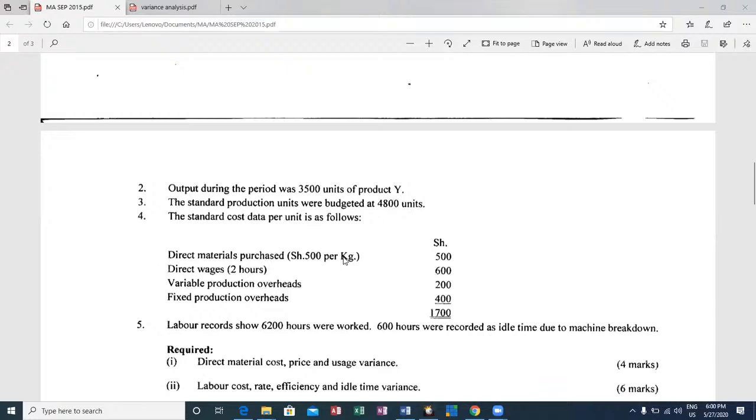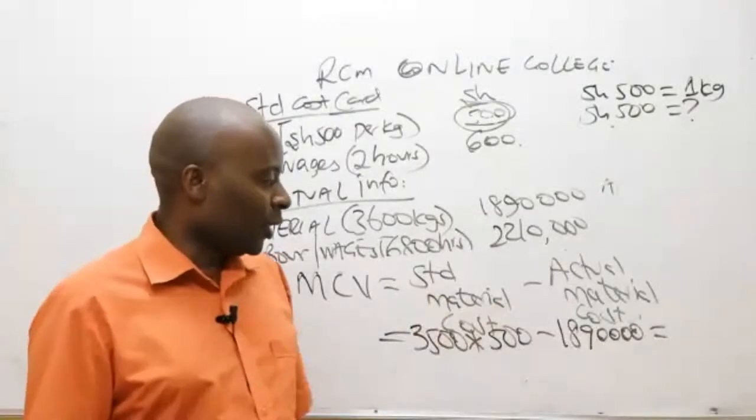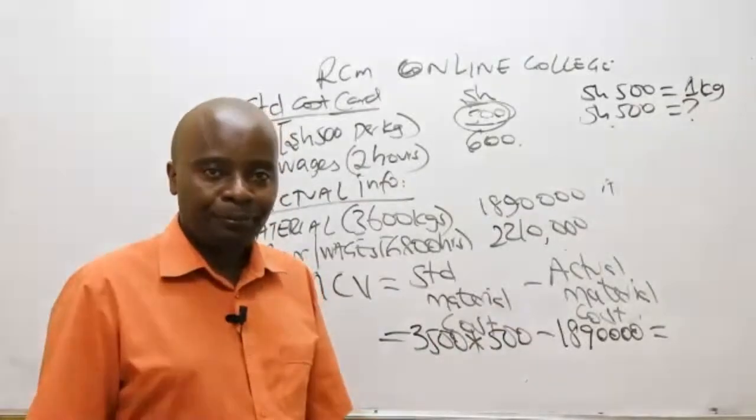The actual material cost, what do we have here, my good students? The actual material cost we have here is 1,890,000. Could you kindly subtract for us? When you subtract, what figures are we getting here, somebody?